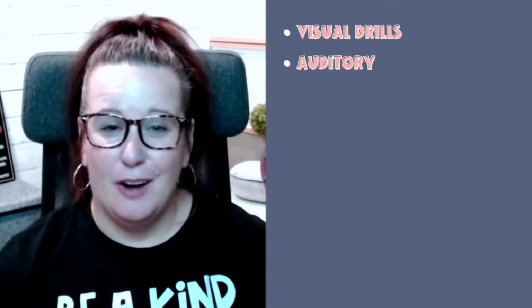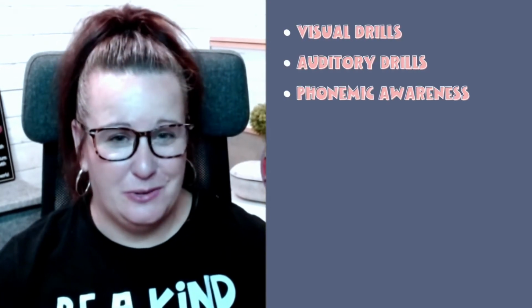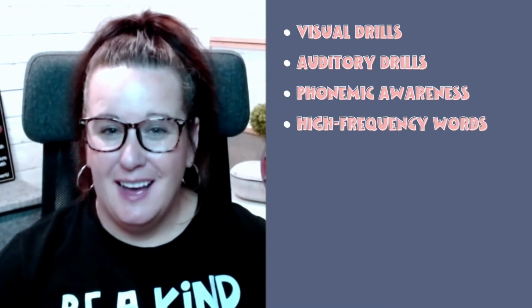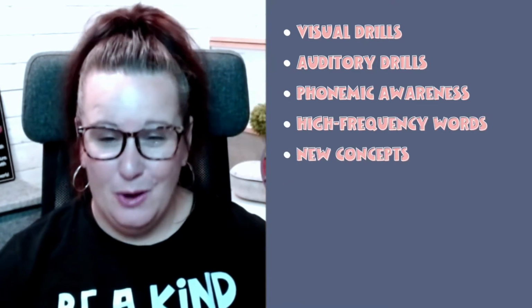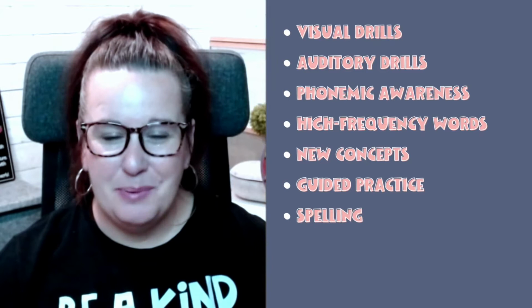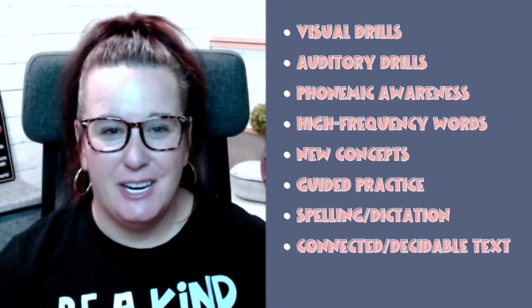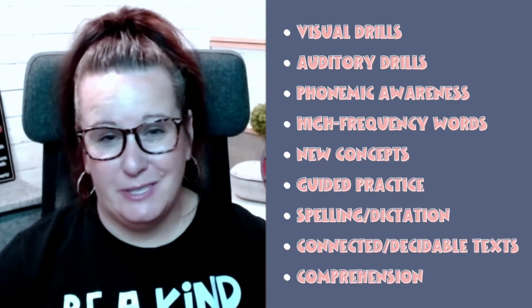There are 8 main components of my literacy instruction. With the rise of science of reading, these have new names from what I called them, but they're essentially the same things that I've taught for my entire career. The components I include in my literacy instruction are visual drills, auditory drills, phonemic awareness, high-frequency words, new concept instruction, guided practice, spelling and dictation, connected text or decodable text, and comprehension. Each of these is an important part of the entire literacy block.